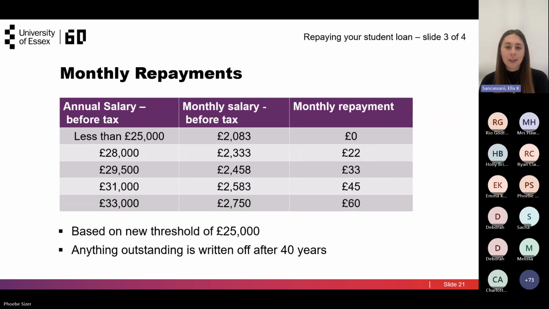So this hopefully highlights to you that how much they'll be paying back each month is entirely based on how much they earn as a graduate, and not how much they borrowed as a student at university. This is all based on the threshold of £25,000, and it is worth noting that anything outstanding after 40 years is written off. So whether they've paid almost all of it back or only half of it back, after 40 years, that does get wiped away.